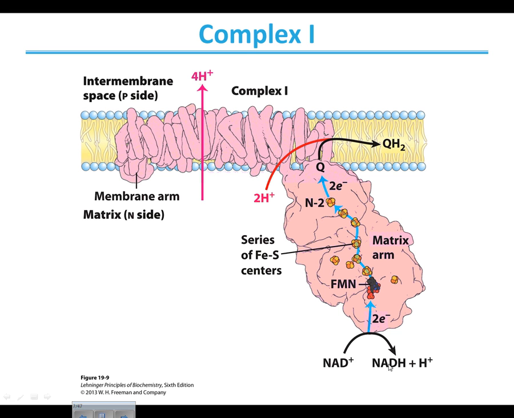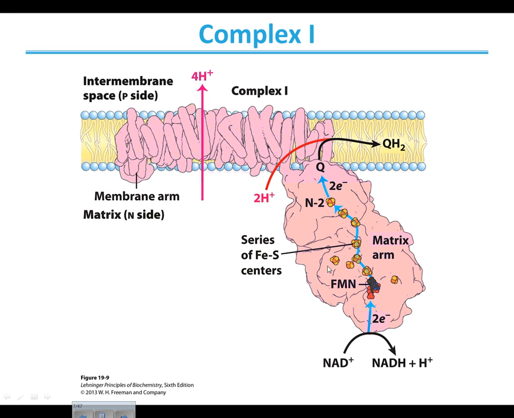So the electron flow starts here as NADH donates 2 electrons to FMN, flavin mononucleotide. This is a cofactor bound to one of the proteins within complex 1. The flavin mononucleotide then continues to move the electrons through a series of iron-sulfur clusters, ultimately donating 2 electrons to this coenzyme Q to get the fully reduced form of the coenzyme Q.